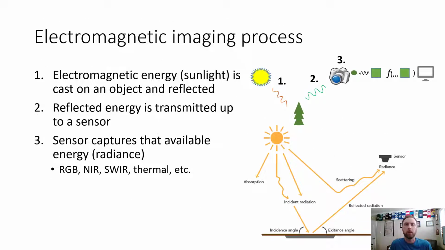Electromagnetic imaging. How does the process work? Well, we can think of it as a 5-step process. So step 1, electromagnetic energy or sunlight is cast on an object or surface and reflected. Step 2 is that the reflected energy is then transmitted up to a sensor. Step 3 is that the sensor captures the available energy or the radiance from the object or the surface, and it can be simply the RGB bands along the EM spectrum, those that are visible to the naked eye, or it could also be bands that are invisible to the naked eye, including near infrared, shortwave infrared, or thermal bands, or others.